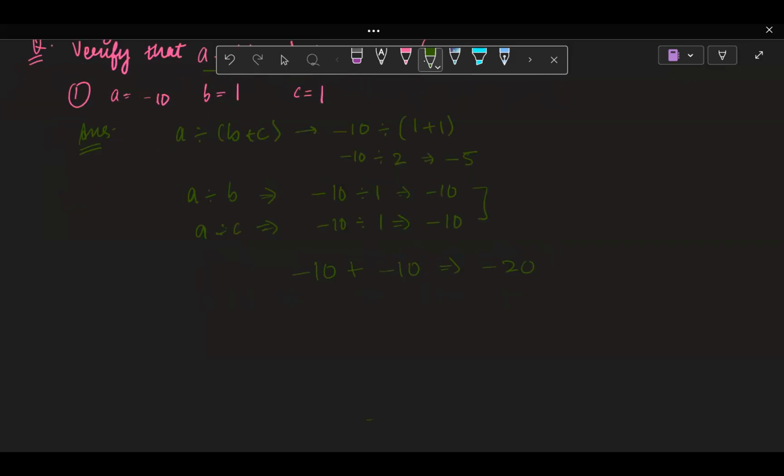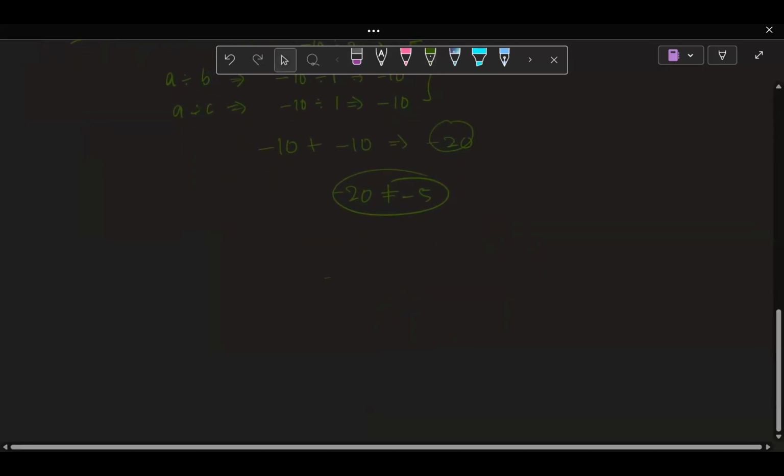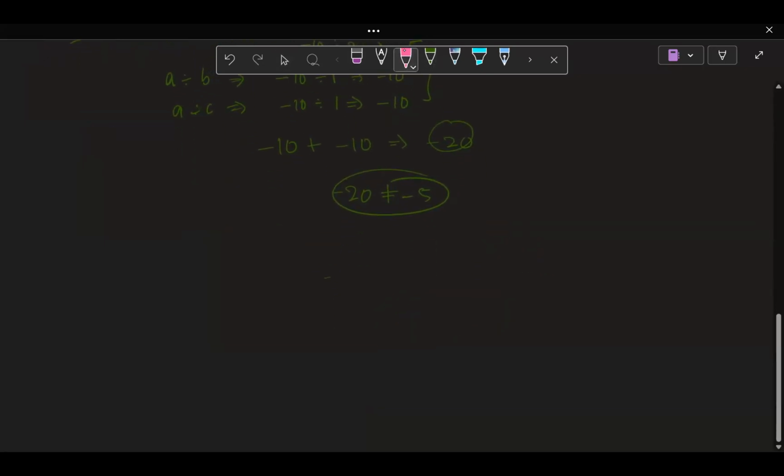Abdul, you have same signs. No, in division you don't have to follow that rule. Yes, positive, but that is different. We are not dividing, you are adding now. So this becomes minus 20, and you know minus 20 is not equal to minus 5, right? Yes. Clear, Abdul? Yes.